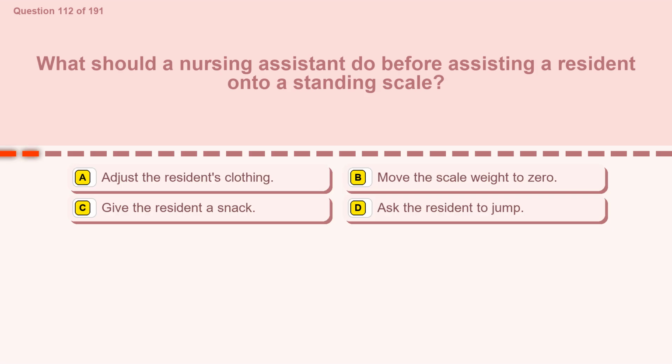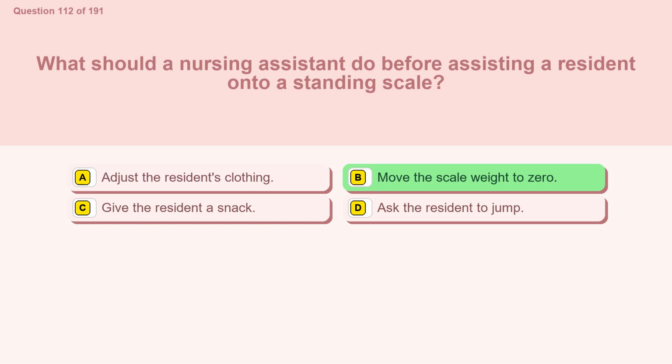Question 112. What should a nursing assistant do before assisting a resident onto a standing scale? Option A. Adjust the resident's clothing. Option B. Move the scale weight to 0. Option C. Give the resident a snack. Option D. Ask the resident to jump.